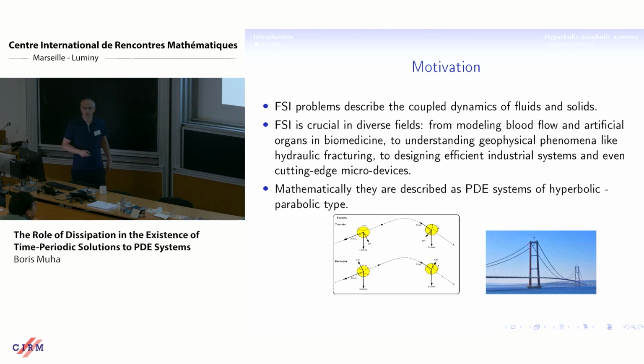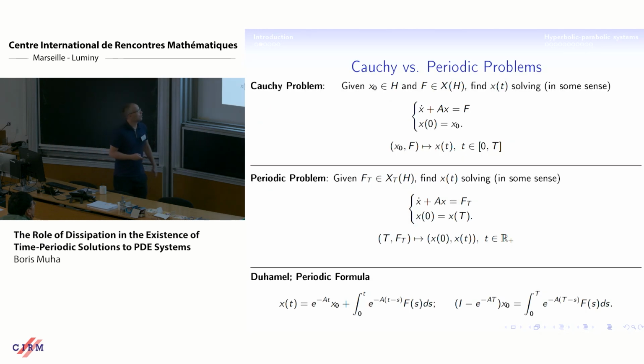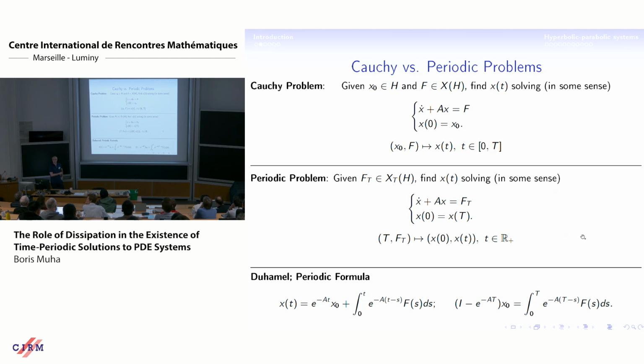Okay, and now I will proceed with several very trivial and simple observations just to motivate what we are doing. This is really on the undergraduate level. So let me compare Cauchy and periodic problems. In principle, when we have a Cauchy problem, like always, we give initial data, we give a right-hand side, and we solve for a solution. When we are solving the periodic problem, we give some time period T. We give some time periodic force, and we want to find a solution which is time periodic.